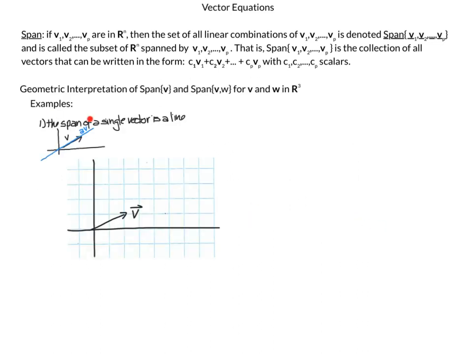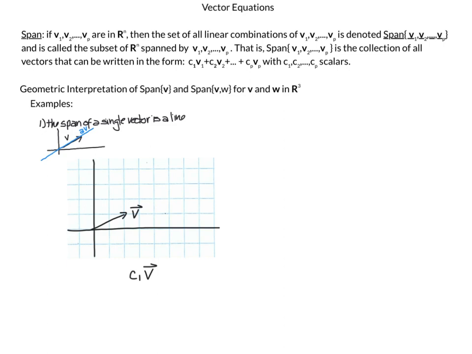So our first example: the span of a single vector is a line. Let's say we have a vector v that I've drawn here, and we want to consider the span of v. That would be all the constants c1 times v. That's essentially the span, all the linear combinations of v. There's nothing else to add to it, but we can scale it.